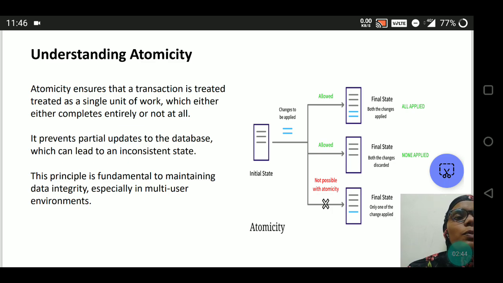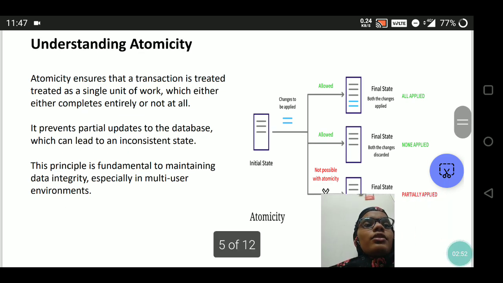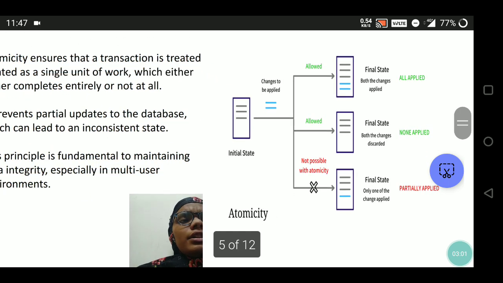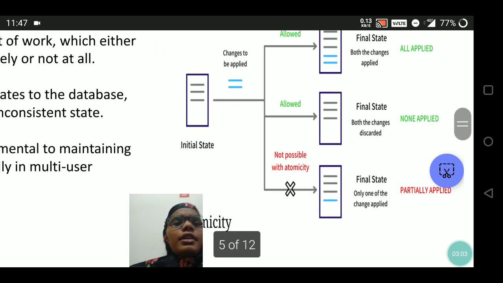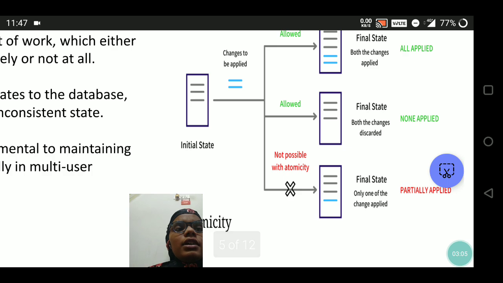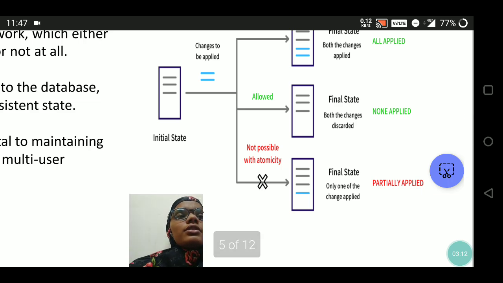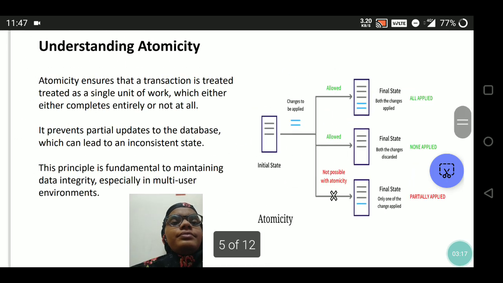So allowed, not possible with atomicity. So the changes to be applied, and again a final state. Both the changes applied, or both the changes are discarded, and next one, final state, only one of the changes applied, not the other. So this is all applied, none applied, and partially applied.